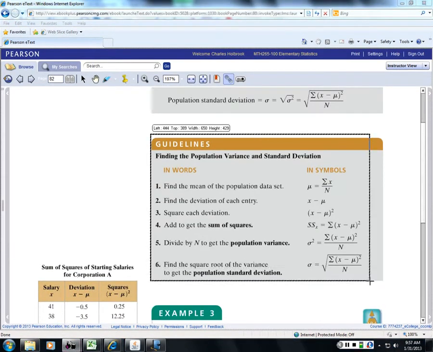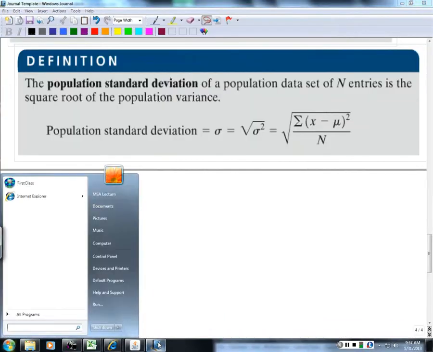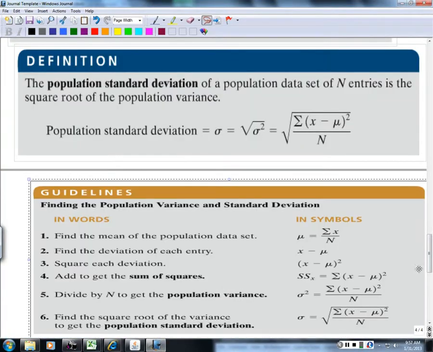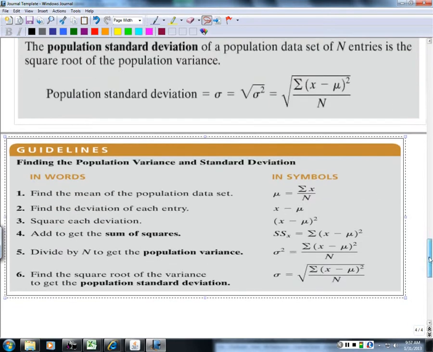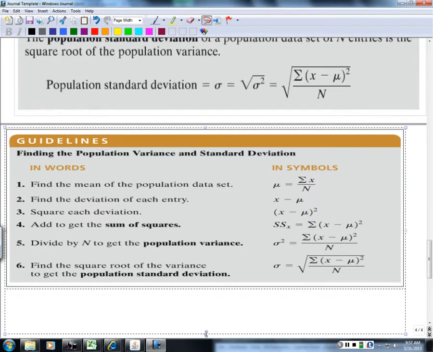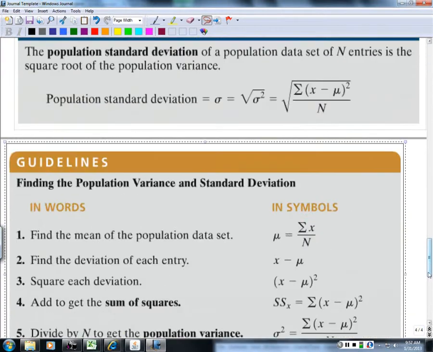But the textbook does such a nice job, and I want to go ahead and bring this in. Did everybody get the standard deviation formula? Okay. All right. Now, how do we find a population variance and a standard deviation?